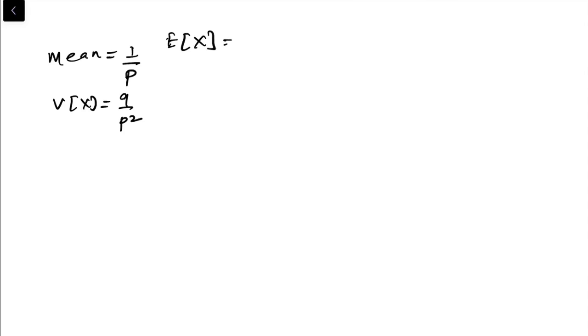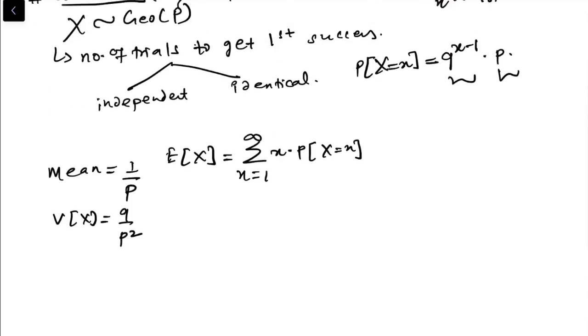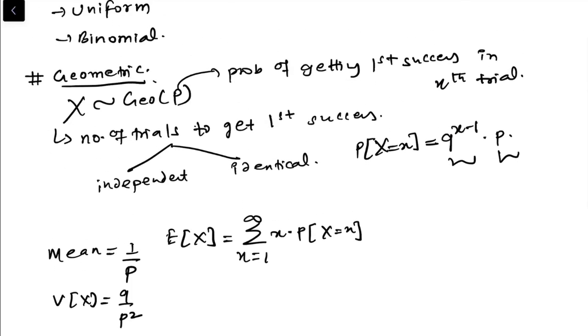So the basic idea of expectation is summation x times probability. X ranges from 1 to infinity. And also I forgot to mention here, the range of x is 1, 2, 3 up to infinity. X equals to 1 means you can have first success in the first trial, first success in the second trial, first success in the third trial, and so on.